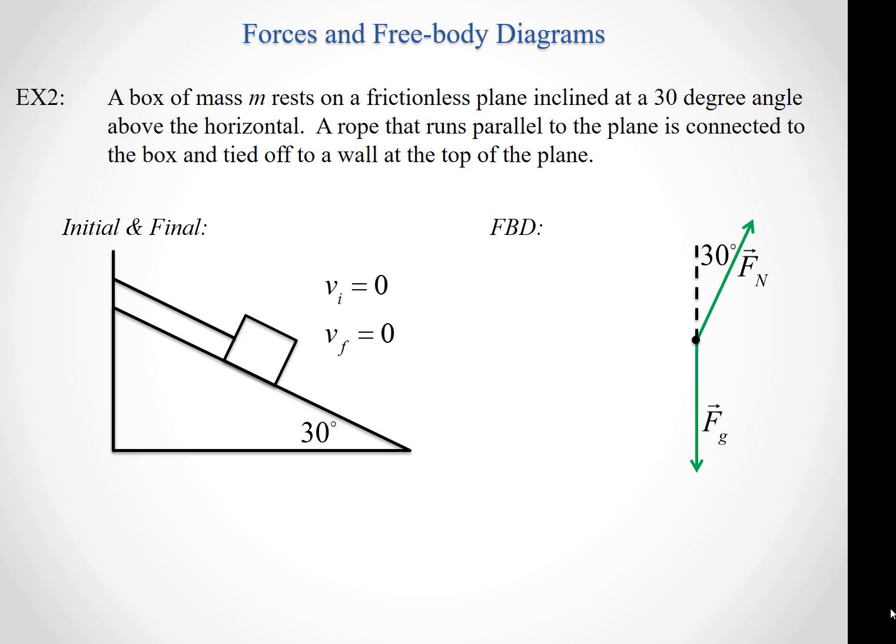Is there a rope or a string or a chain or a cable pulling on the box? In this case, there is. I've got a rope that runs parallel to the plane that holds the box in place. Because the plane makes a 30 degree angle with the horizontal, the rope must also pull the box at a 30 degree angle above the horizontal. Are there any forces pushing on the box? All the forces needed to hold the box in place have already been taken care of, so there are no applied forces acting on the box. This then is the free body diagram for the box in this example.